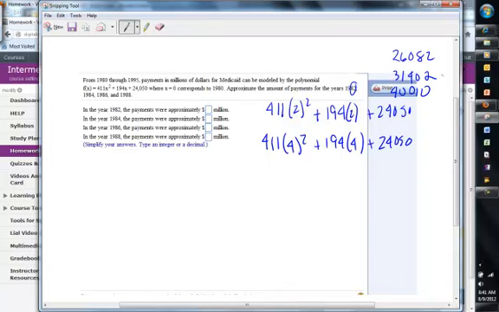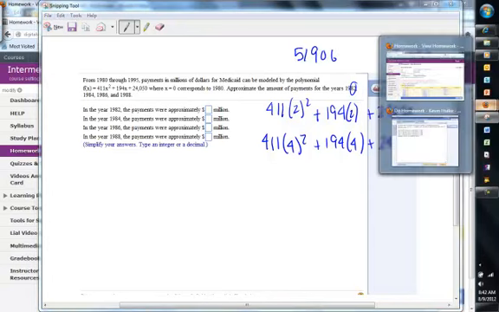40,010. And 1988 would be 8. So it's 411 times 8 squared plus 194 times 8 plus 24,050 gives us 51,906. So let's fill in those numbers.